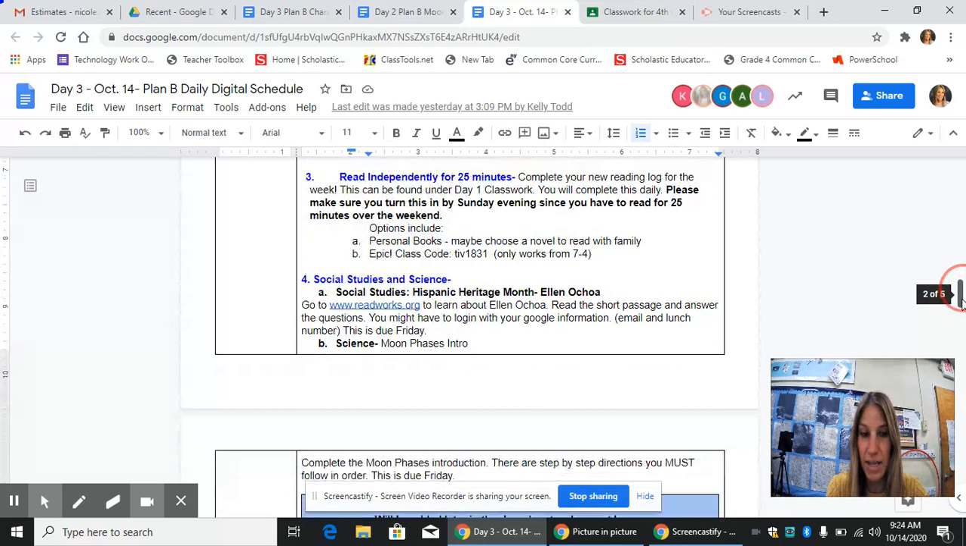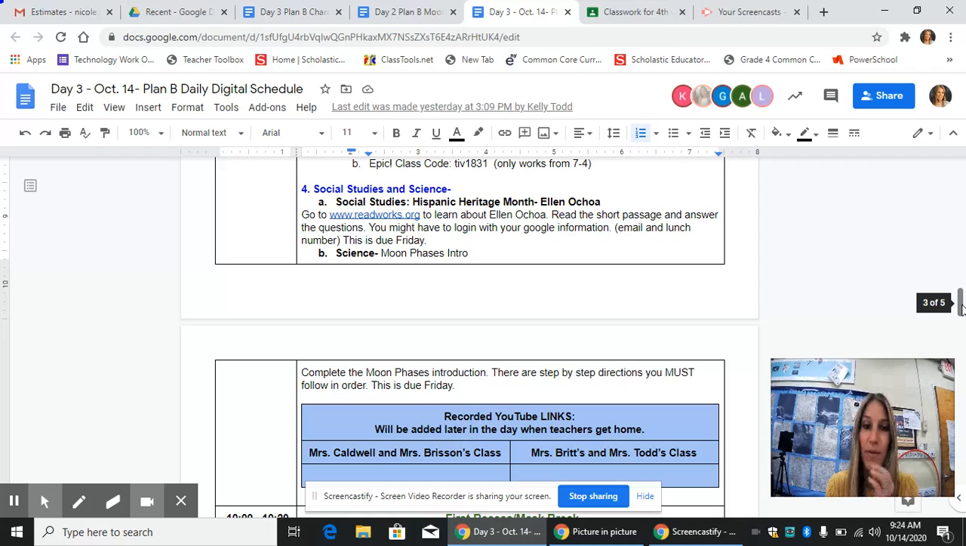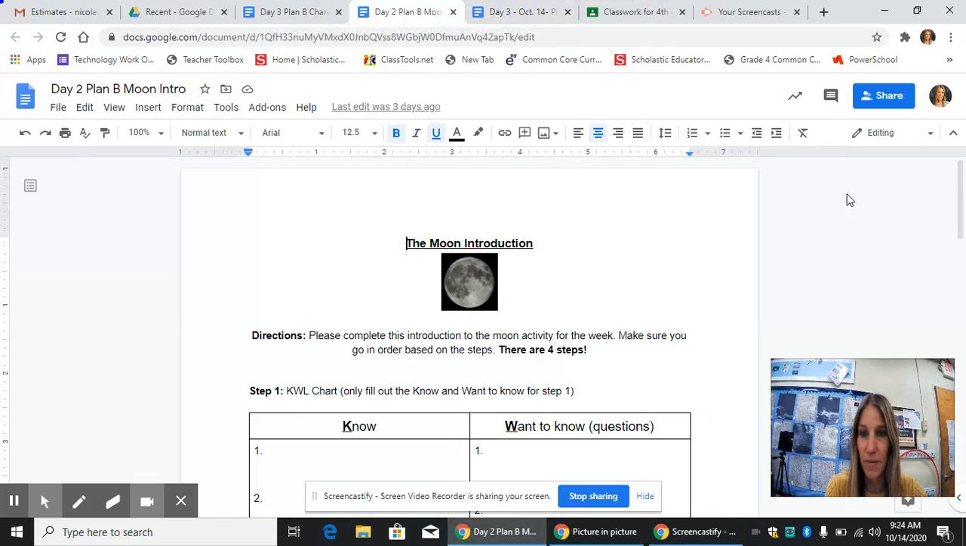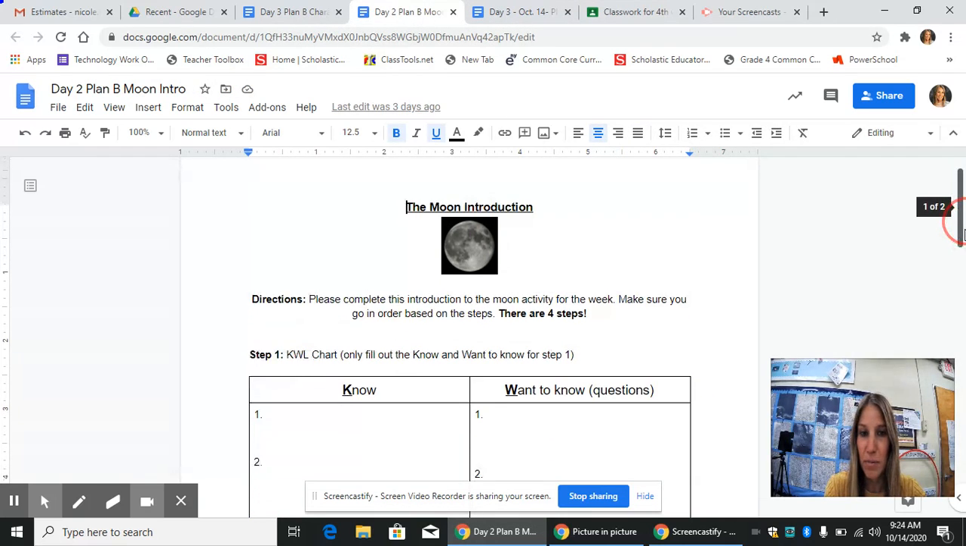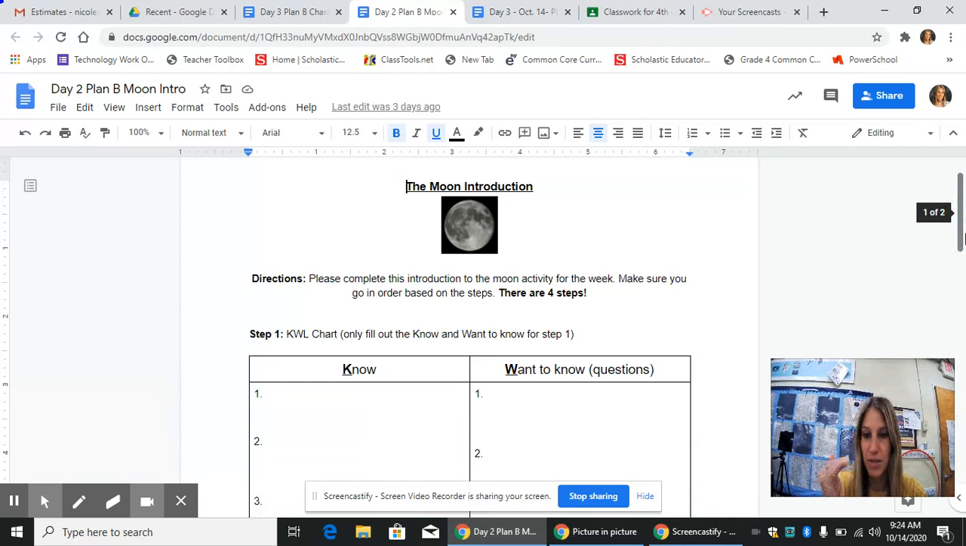For science, I'm going to show you what you're going to be doing this week. We're starting a new unit. We're done with rocks and minerals, and now we're starting moon phases. So we have an introduction to moon phases. On day 2 classwork, I have a Google document for you. It is a moon introduction, and it goes step by step through what I need you to do. So let's review that real quick.